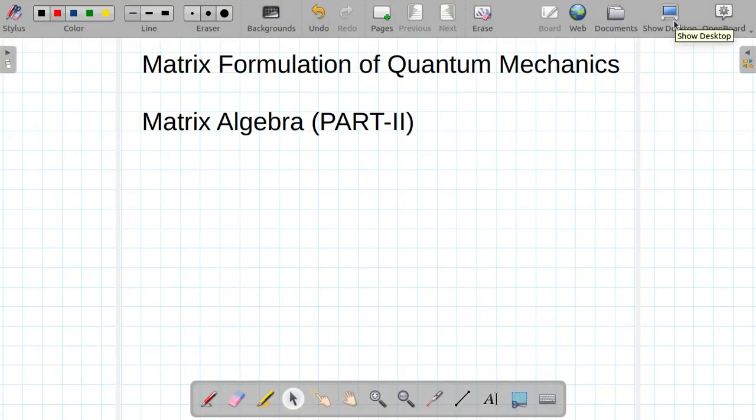Welcome to the second part of matrix formulation of quantum mechanics. So in the second part of matrix algebra, let us discuss a few other things about matrix algebra. So now let me define first of all what a determinant is.